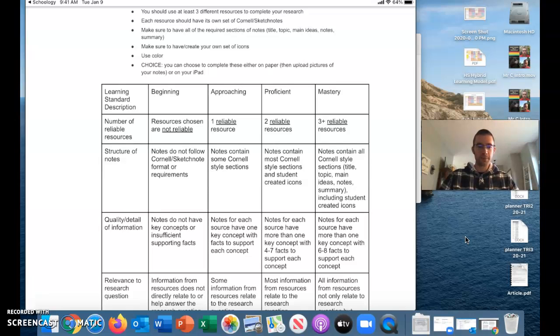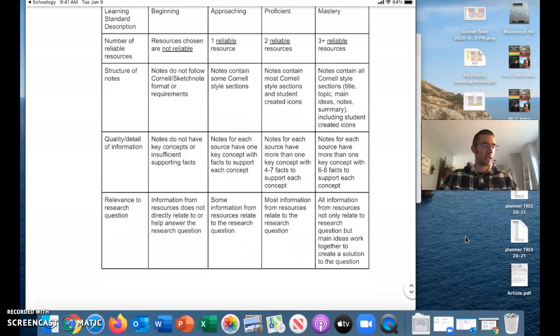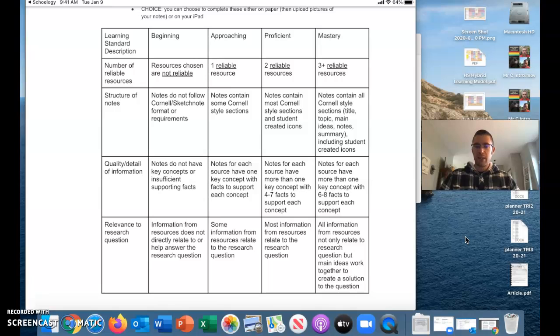Okay. As far as the quality, quantity, and detail of information, that's the next one down. Mastery level is set at, for each source, you have more than one key concept for that set of notes. But more importantly, for each of those main ideas, you have at least 6 to 8 supporting facts that will help you articulate and discuss those main ideas in your paper. Okay, so that's mastery level. And that's where everybody really needs to be for all of these categories before you even start thinking about writing your paper. Okay, so if you're not, that's what this time is for this week.